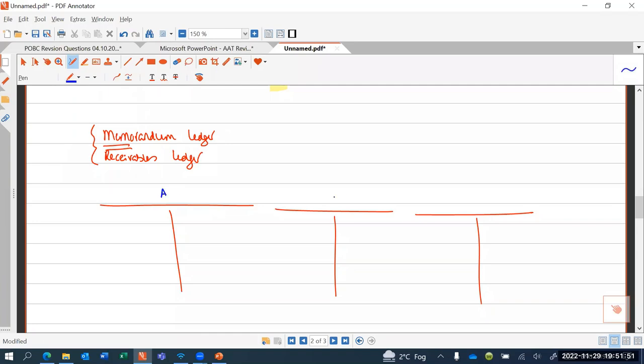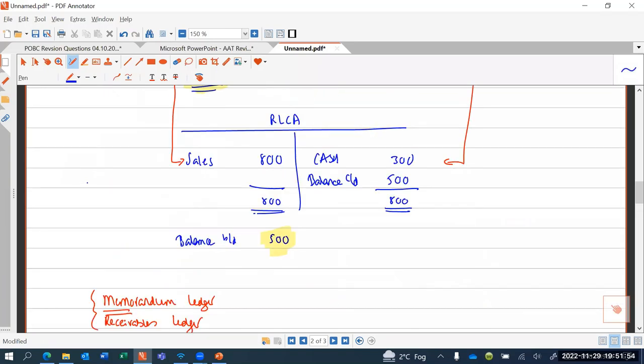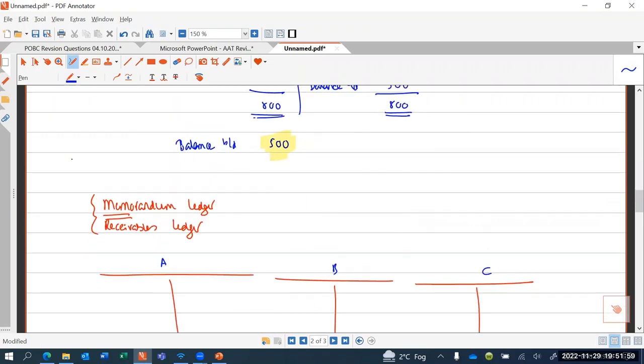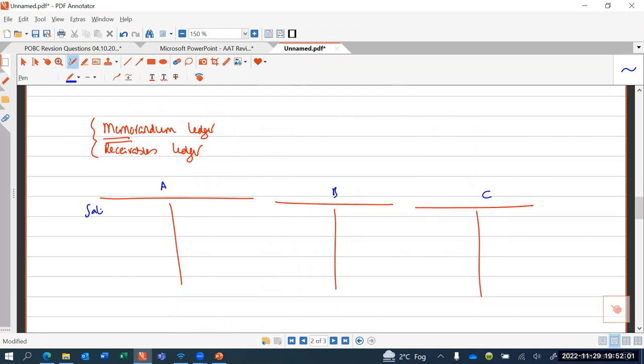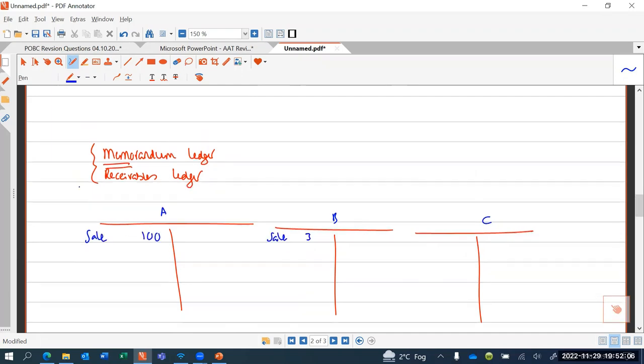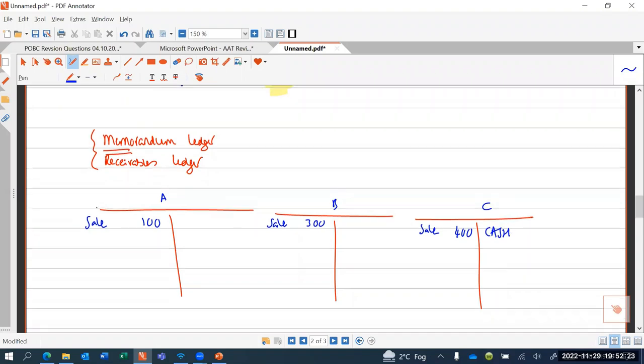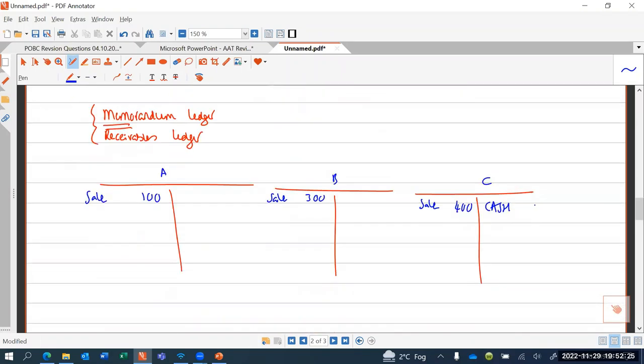So I'd have a separate account for each of my customers. And every time I made a sale, like I send an invoice to A, I'd put it on their account. So I'd say A, sold to you, £100. B, sold to you as well. What did I say for that one? £300. C, sold to you, £400. So I keep a running track of every individual customer. I then told you that it was only C that actually gave us any money. So C gave us cash of £300.